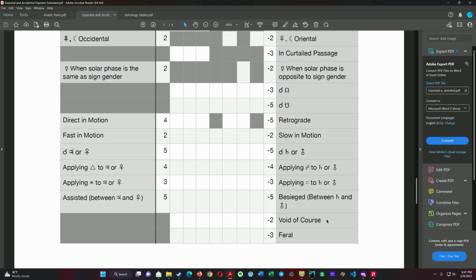I don't know. Feral is actually really rare. That probably more lines up with the Hellenistic definition of Void of Course, which is if it's not making any aspect whatsoever in the entire sign, it's just completely in aversion to all the planets through that whole sign, then it's said to be feral. It's actually pretty rare, but it's said to be way worse than Void of Course because it's sort of like that planet has nothing to adhere to, especially if it's the moon. A Void of Course or feral moon in a chart is kind of not a good thing because that person's not going to have a home behavior or disposition.